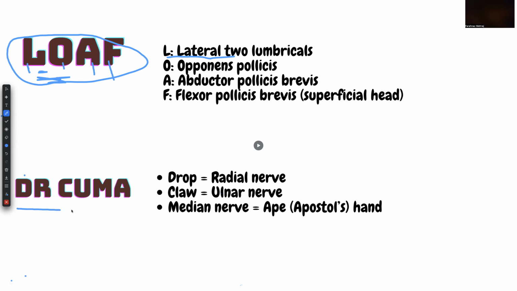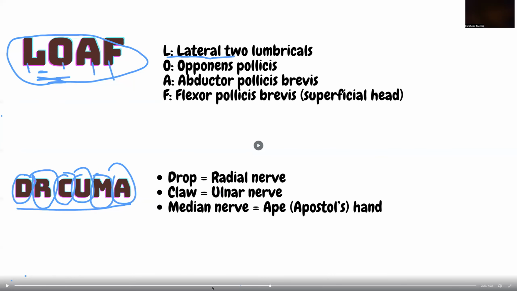And then there is this beautiful thing that is DCM. So the DCM helps us remember the injury. There is a funny mnemonic. So D is for drop, so we see a wrist drop in injury of the radial nerve. Then C is for claw hand, and we see the claw hand in the injury of the ulnar nerve. And then M is for median nerve, and we see the ape hand in the injury of the median nerve.